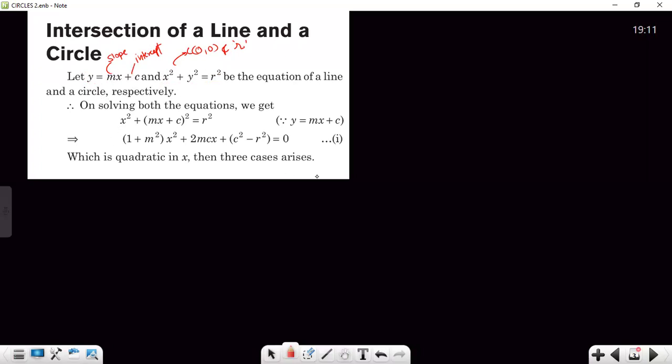Now, when we are talking about the intersection, whenever we have to solve for the intersection point or points, we solve for the common x and y, and then we get an equation by which we can get the value of y or x. So we have y is equal to mx plus c from the equation of the line, and from the equation of the circle, x square plus y square is equal to r square. Now I'll substitute the value of y in the second equation.